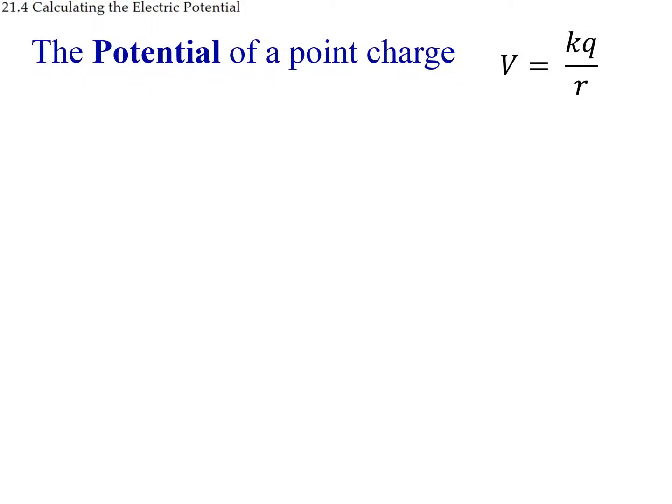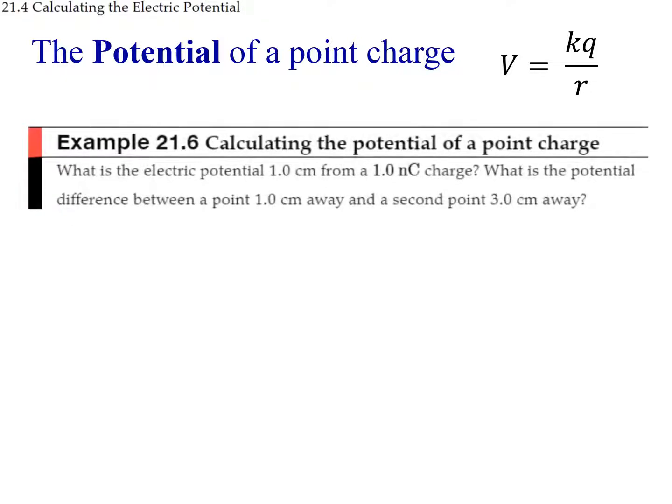Continuing with the potential of a single charge. What is the electric potential 1 centimeter away from this charge? Well, we know the constant, we know the charge is 1 nanocoulomb, and we know the distance is 1 centimeter. You will have to put it in meters, and then we can calculate it. And the next question is, what is the potential difference between a point 1 centimeter away and a second point 3 centimeters away? Well, we have to calculate both V at 1 and V at 3, and then take the difference.